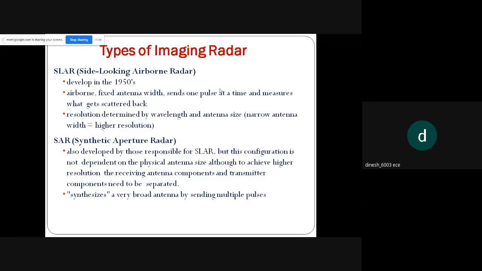Synthetic aperture radar was also developed by those responsible for side-looking airborne radar, but the configuration is not dependent on the physical antenna size. Although in order to achieve a higher resolution, the receiving antenna components and transmitter components need to be separated. So a synthesized procedure is used for a very broad antenna by sending multiple pulses.